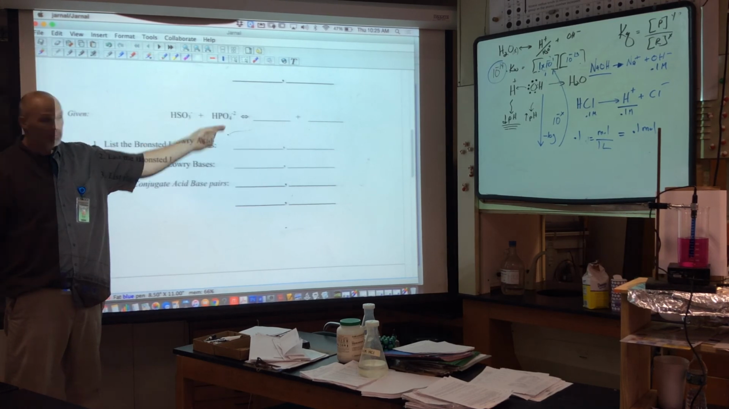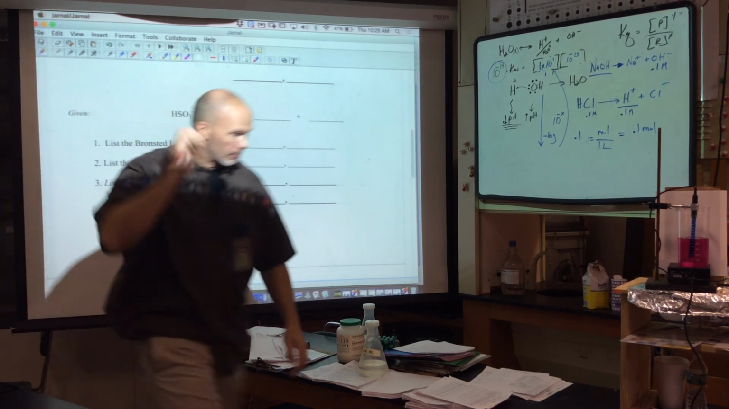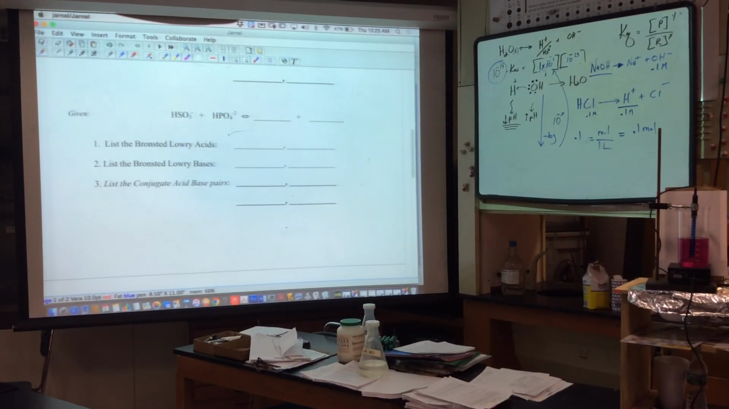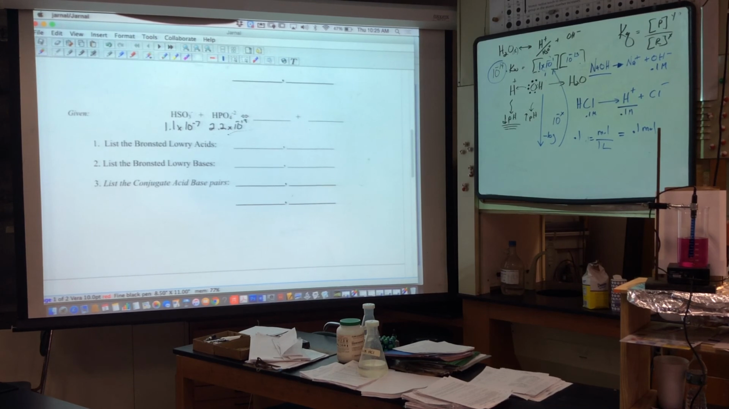What is the Ka of HSO3 negative? 1.1 times 10 to the negative 7, which is higher than this one, which is 2.2 times 10 to the negative 13. Yeah, I'm a loser for knowing that. Okay, these are Kas. Of course, who's bigger?